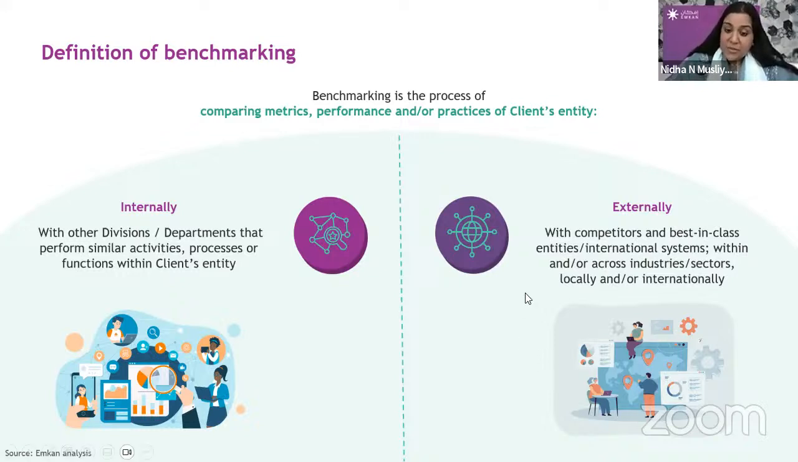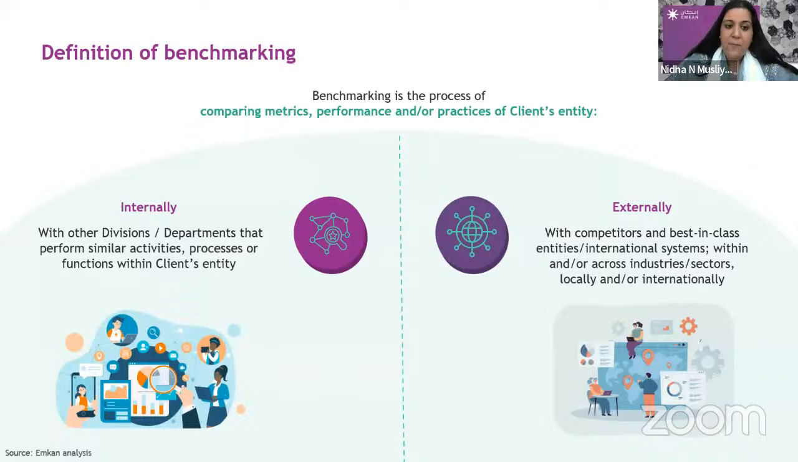Otherwise, it's also there externally. External benchmarking looks at what the competitors and the best-in-class entities or international systems do. And this can be applied within and or across industries or sectors. In terms of internal and external benchmarking, there are different types of benchmarking that fall within it. So if we can go to the next slide.